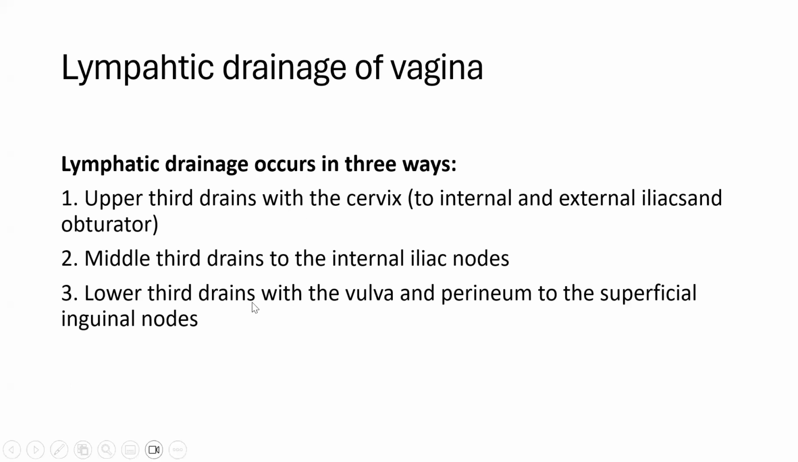Now the lower third will come to the perineum. So that is with the vulva and perineum, to the superficial inguinal lymph nodes. What is the vessel supplying here? Perineal branch of internal pudendal artery. Very good. Absolutely correct.